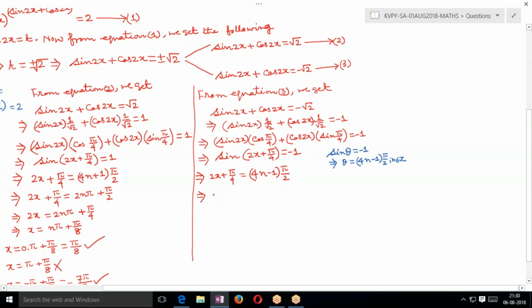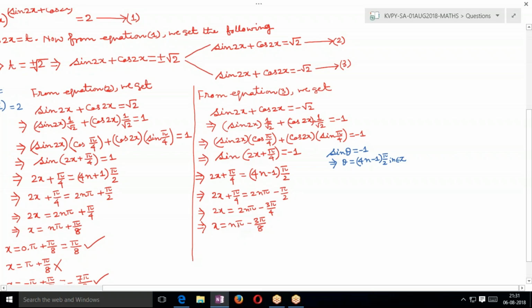So this implies 2x plus pi by 4 equal to 4n minus 1 into pi by 2. So this implies 2x plus pi by 4 is equal to 2n pi minus pi by 2. So this implies 2x is equal to 2n pi minus 3 pi by 4. Now we can simplify it further. So x is equal to n pi minus 3 pi by 8.